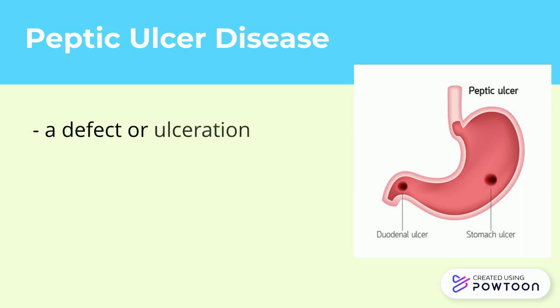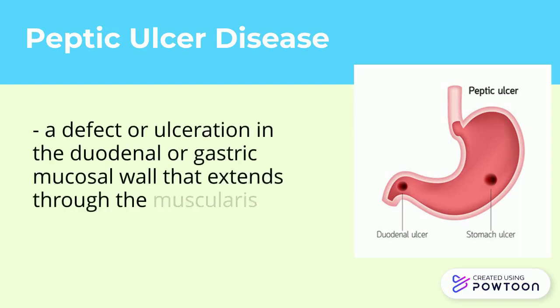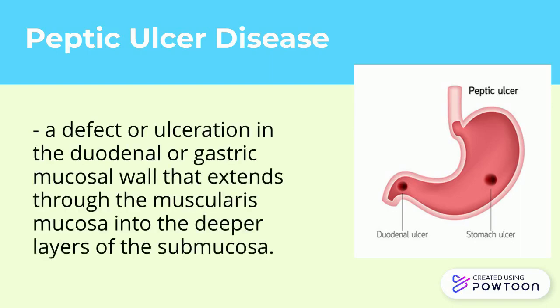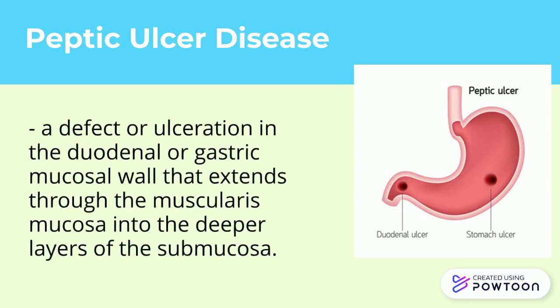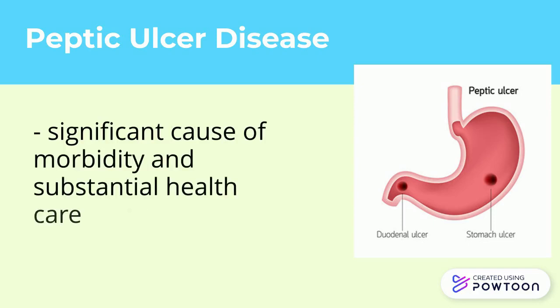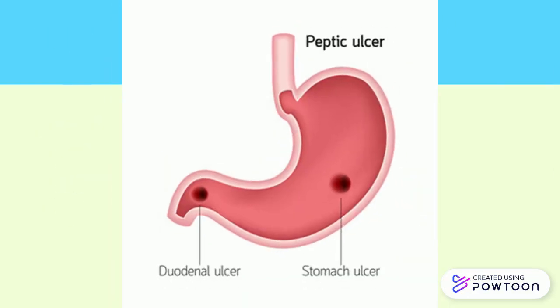Peptic ulcer disease, or PUD, refers to a defect or ulceration in the mucosal wall that extends into the deepest layers of the stomach or duodenum. PUD is a significant cause of morbidity and is associated with substantial healthcare costs. The location of PUD is usually in the first portion of the duodenum or the lesser curvature of the stomach.